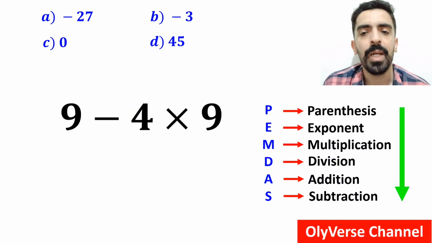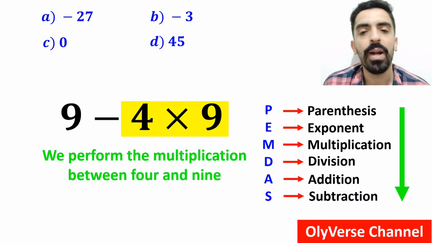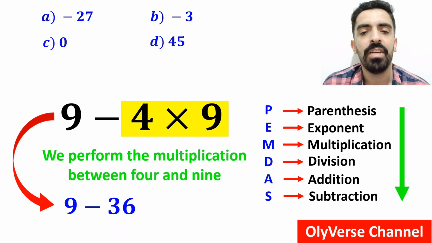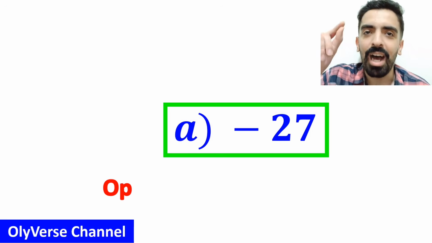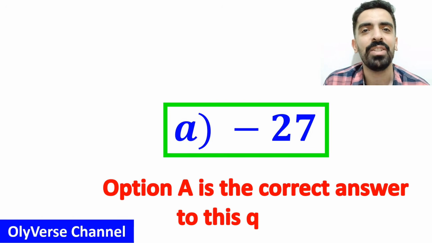And the final step, we perform the multiplication between 4 and 9, and simplify this expression to 9 minus 36, which finally gives us the answer negative 27. Therefore, option A is the correct answer to this question.